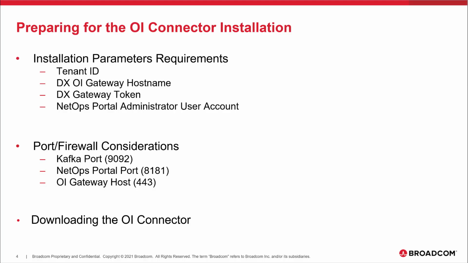Continuing with the prereqs, there are several parameters that need to be provided during the connector installation that are specific to individual OI and NetOps PM environments. Number one is your OI tenant or cohort ID, which is the unique identifier of the OI tenant you are integrating via the OI connector. Number two is the OI gateway hostname, which is the URL that enables the connector to communicate with backend OI data stores, like NAS and TAS, in order to store the NetOps data. Number three is the gateway token, which provides security authentication against the aforementioned gateway.